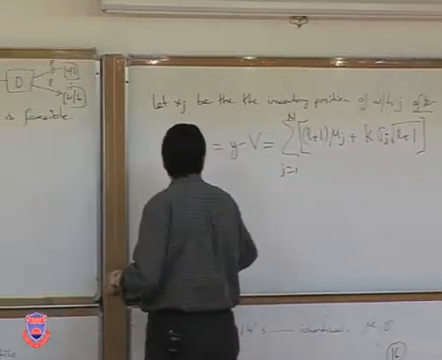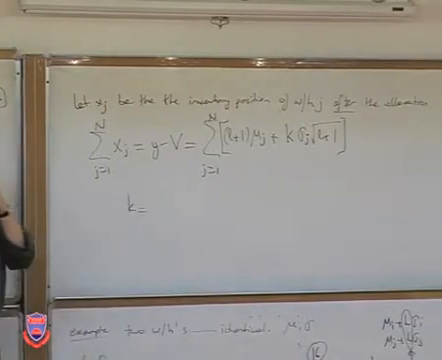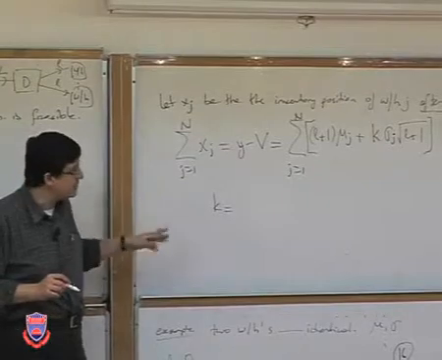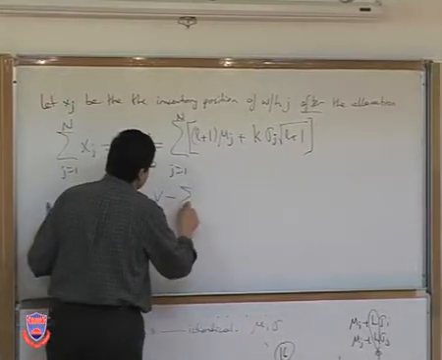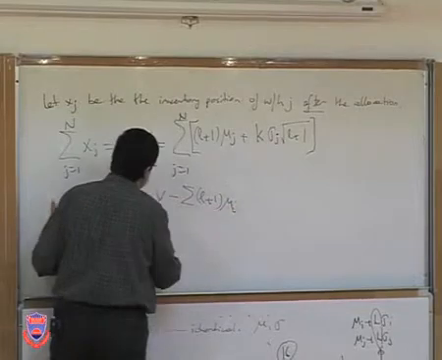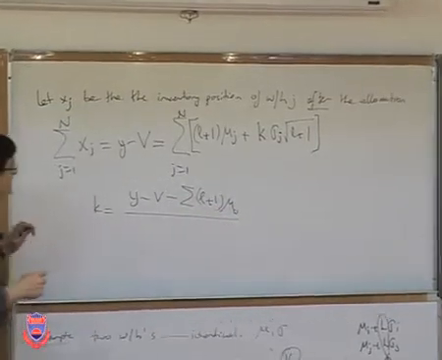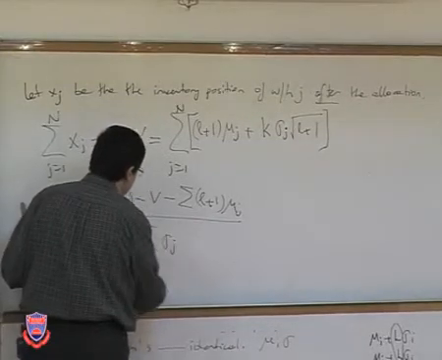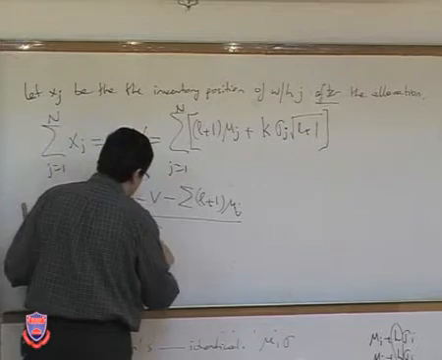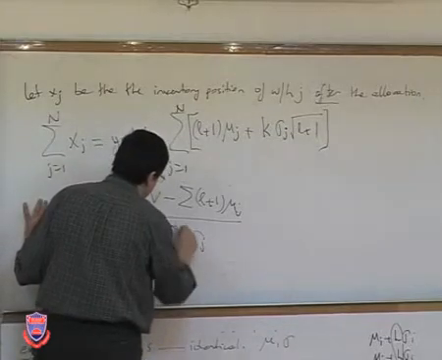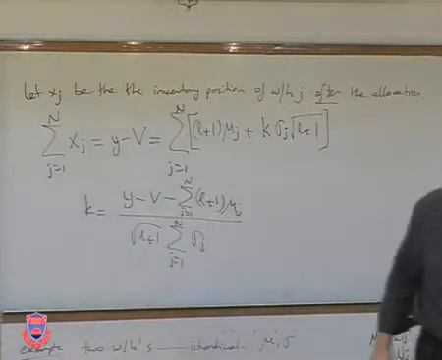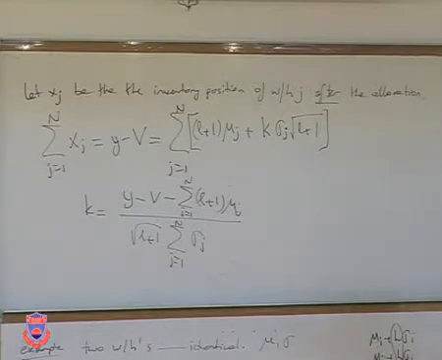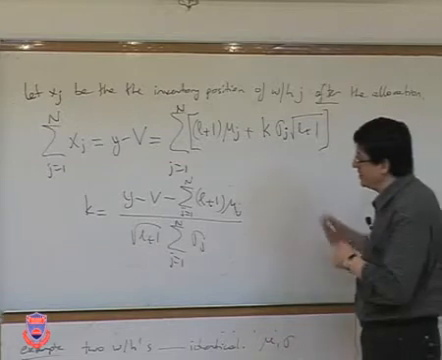So from here I can write k. In the paper there is another letter, a Greek letter nu, but I'm simply using k. Now what is this k? K is simply y minus v minus summation of l plus 1 times mu j, divided by square root of l plus 1 times summation of sigma j, j from 1 to n. So you see that this is the optimal fractile, and we are assuming that this fractile point can be realized. So this is the solution of the allocation problem.